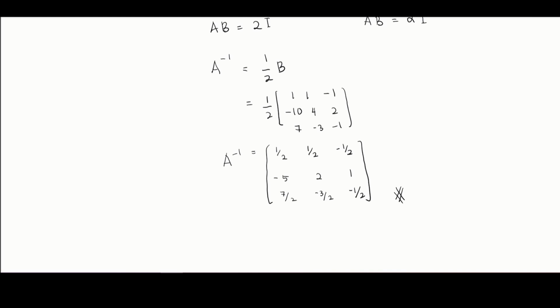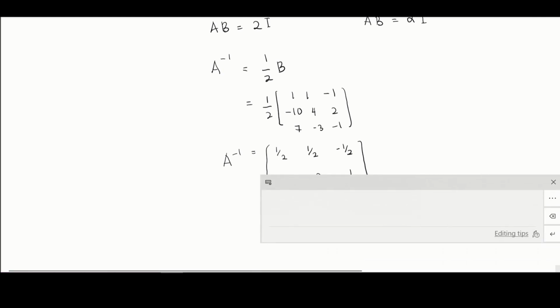So we get the answer. For finding the inverse using properties, we don't have to use adjoint or ERO. We just use the properties. Alright, so we're going to continue in the next video.